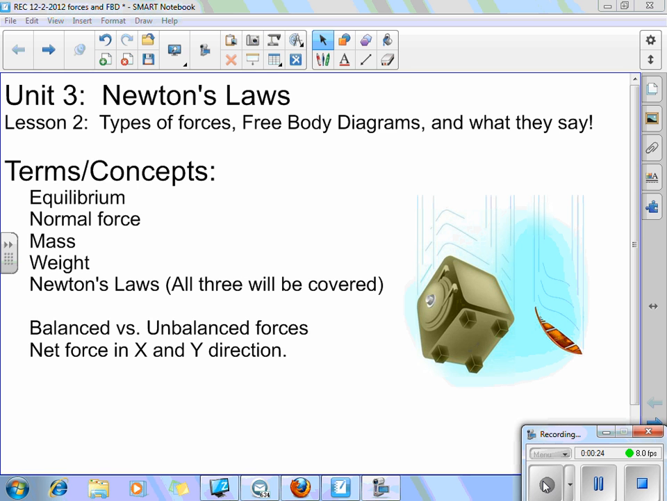We're going to be drawing the diagrams for certain things, including the idea behind the safe and the feather, to prove once again that the rate that they fall at is the same for either one. So you can see from the terms here, these are the ones we'll cover. There are more that we'll cover. And we'll also try to get into the idea of what is a balanced versus unbalanced force, which we relate back to equilibrium. And we also talk about the net force in the x and y direction, which is an important concept that relates to the free body diagrams.